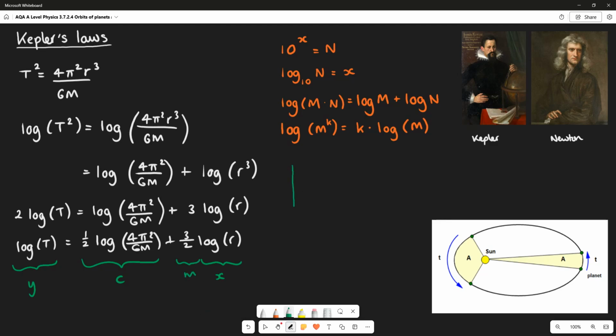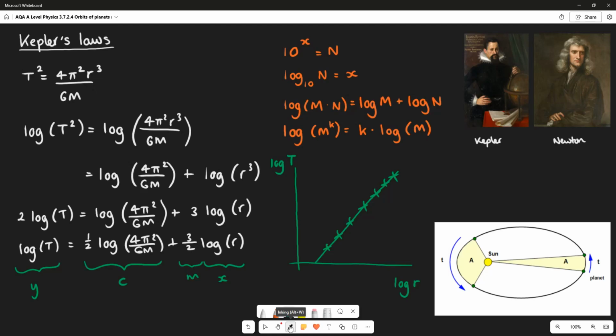If we draw this on a graph, where this is log t plotted against log r, we should have a straight line graph. The intercept, c, is a negative value, so the line starts here and stretches upwards. And if you plot the log of the period and the log of the radius for the planets in our solar system, then they plot along this line.